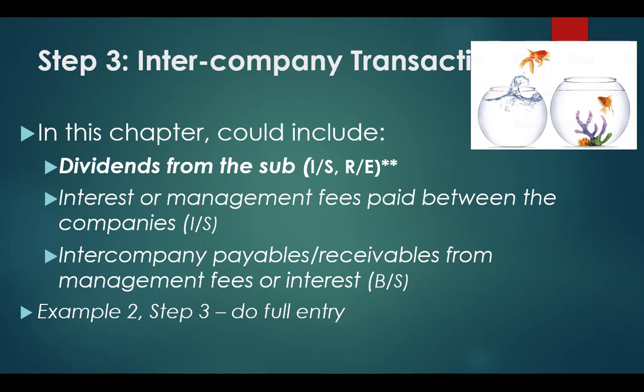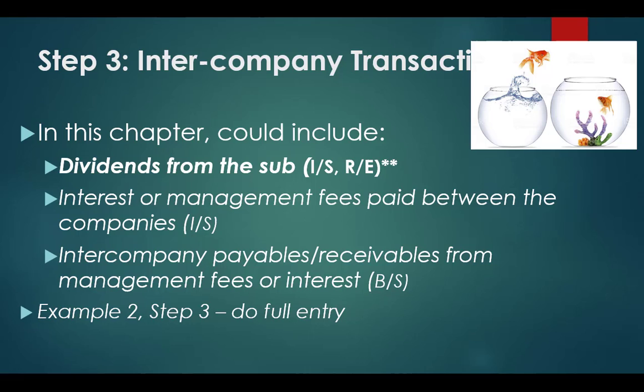So these are the entries that would be covered in this chapter. In chapter 6, we're going to talk more about intercompany profits, so selling of inventory between the different parties. But we will get there. We're not covering that yet. So let's just do a quick little example.